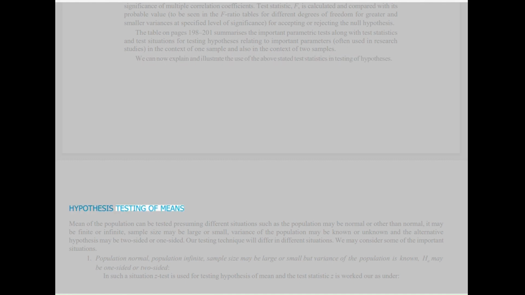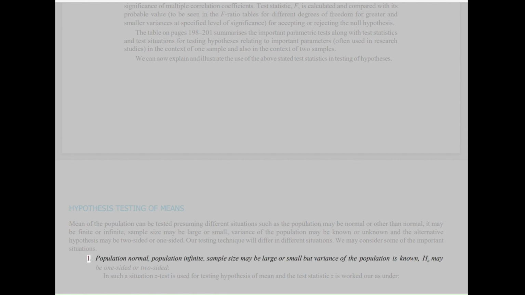Hypothesis testing of means. Mean of the population can be tested presuming different situations, such as the population may be normal or other than normal, it may be finite or infinite, sample size may be large or small, variance of the population may be known or unknown, and the alternative hypothesis may be two-sided or one-sided. Our testing technique will differ in different situations. We may consider some of the important situations.